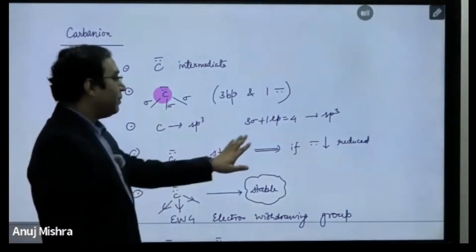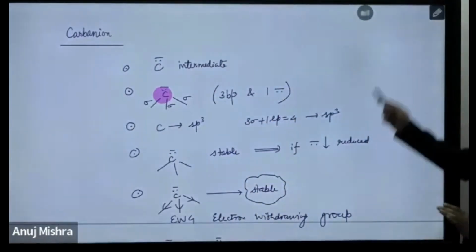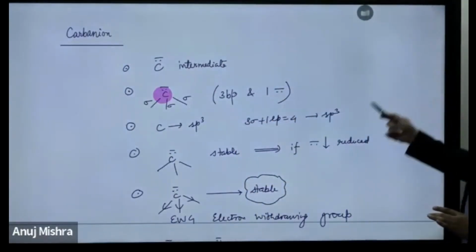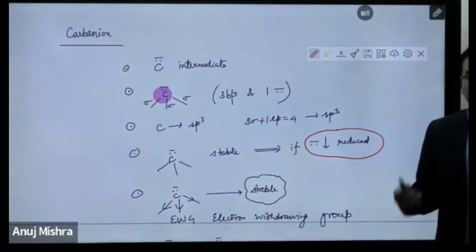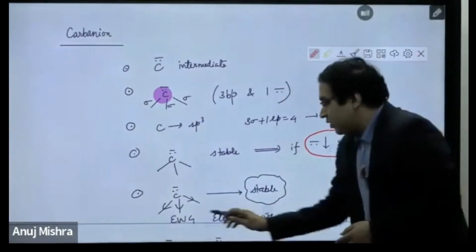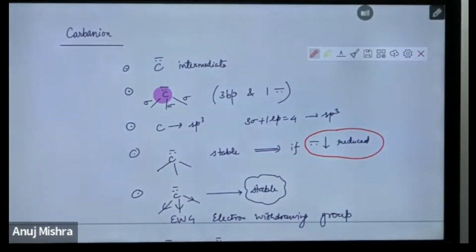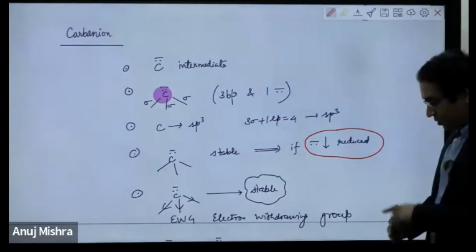C minus is stable if I put something which can reduce this negative charge. You know that. You have to put something which can reduce the negative charge, right? Because anyway, be it plus charge or be it minus charge, you have to reduce in both the cases. You have to make it stable, electron withdrawing group, you have to keep to reduce the negative charge. That is how things work. And I hope that is very much clear also.